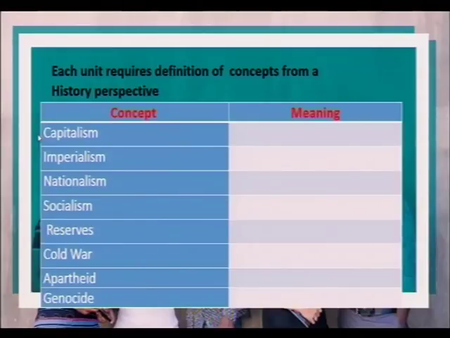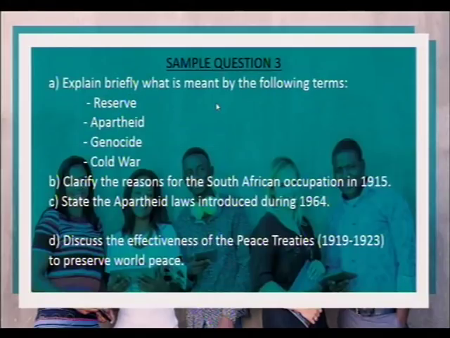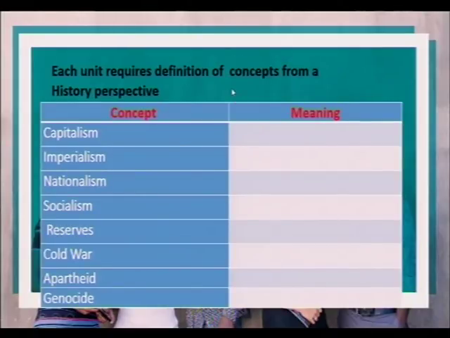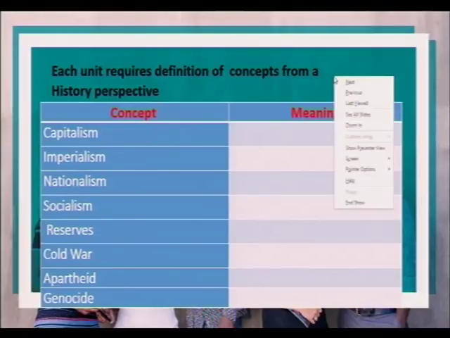As I've mentioned earlier in the geography section, there are also definitions and concepts from this unit in history which you need to know and understand, like capitalism. What is the meaning of the word capitalism? Imperialism? Socialism? And what is the meaning of Cold War, as I've just explained? What is the meaning of apartheid, and genocide? These are just a few concepts contained in the history unit, which are important as well.